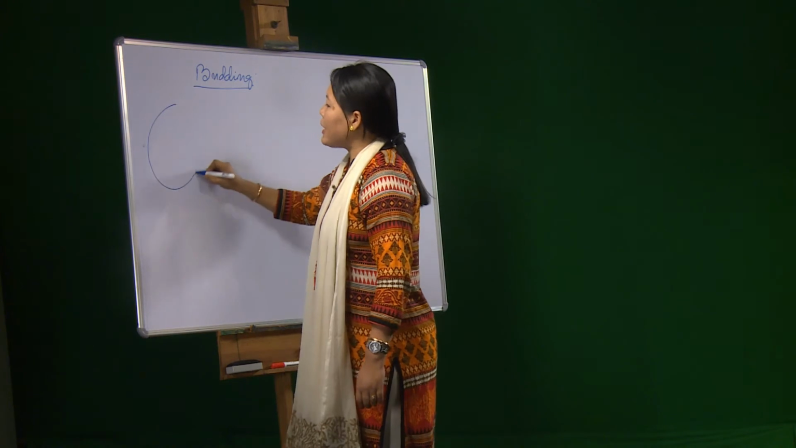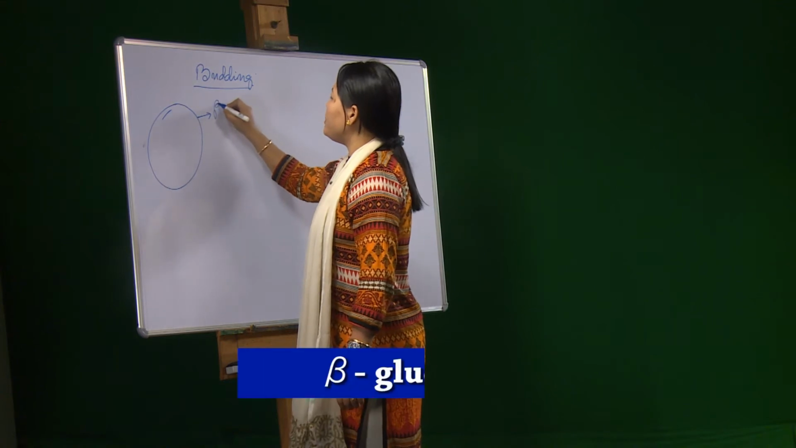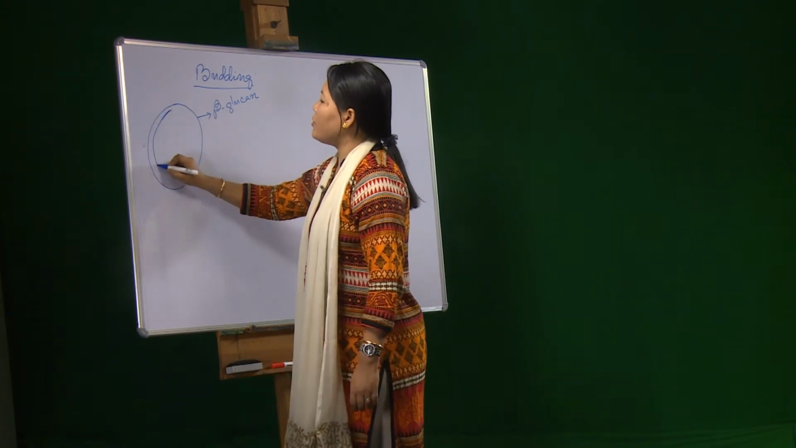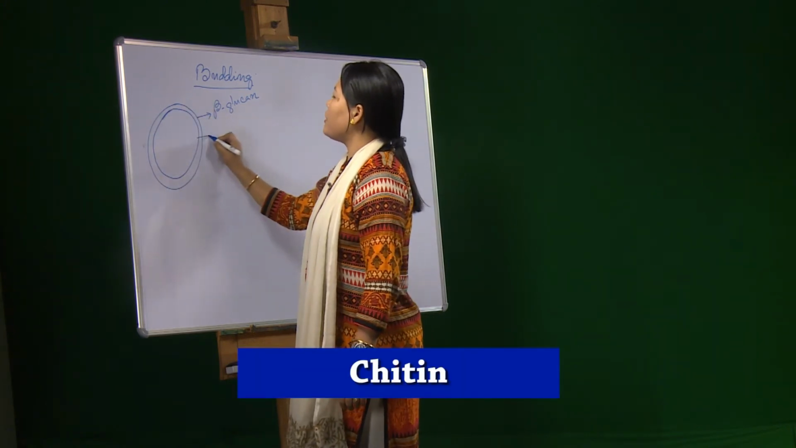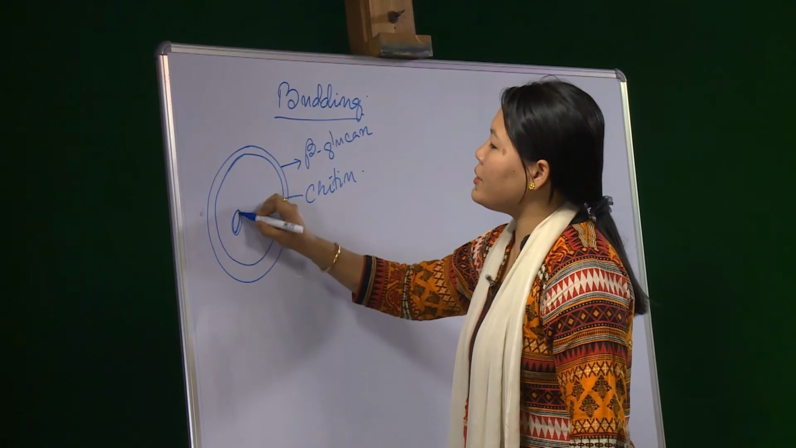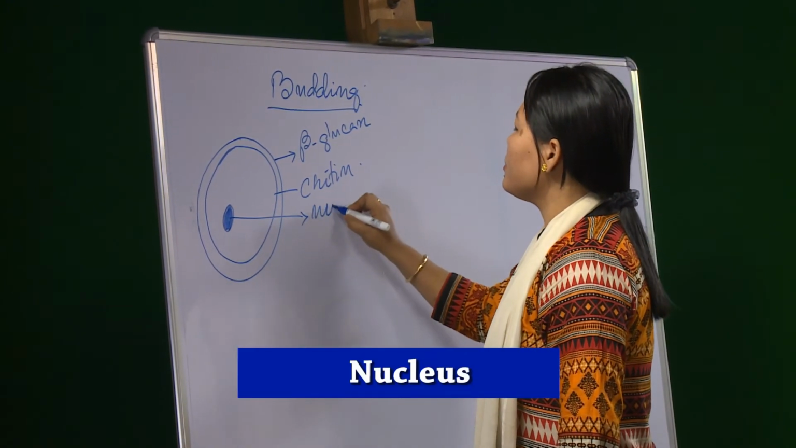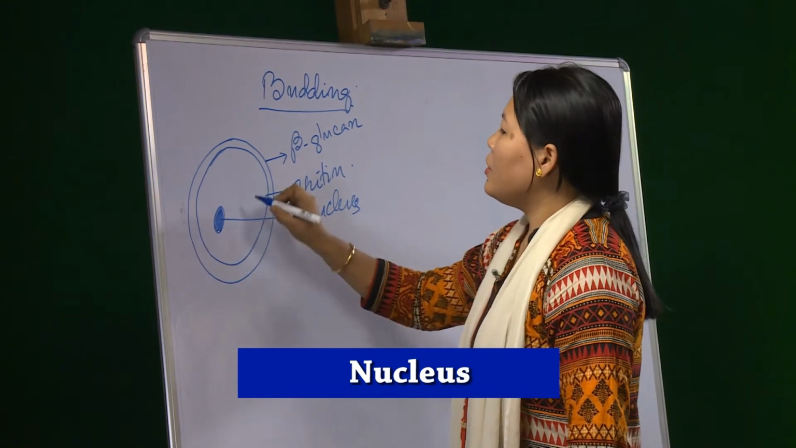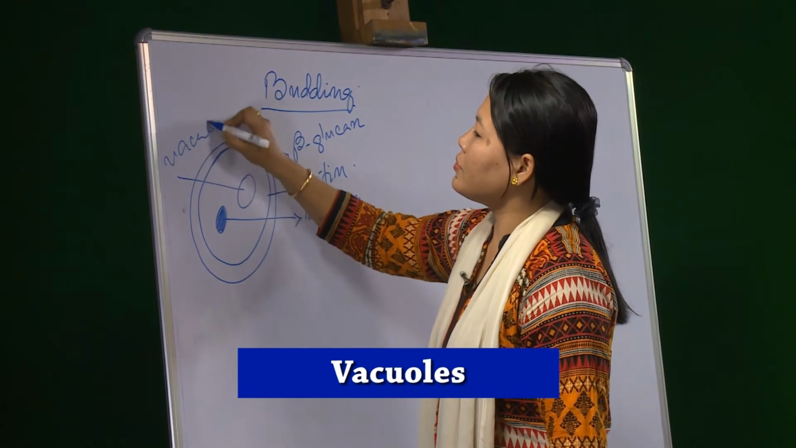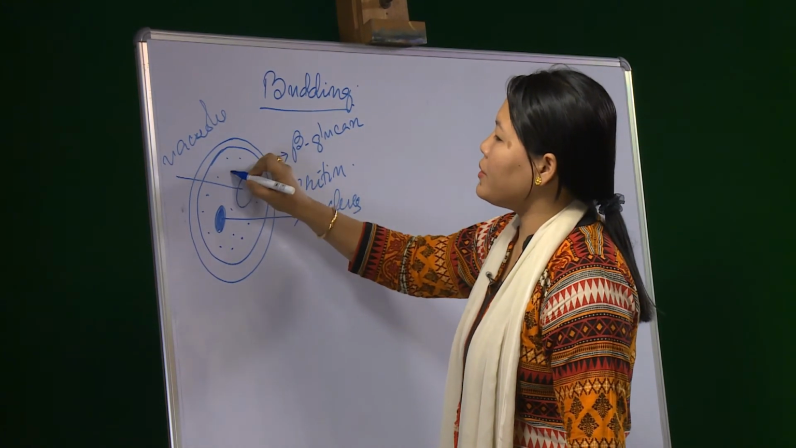So we'll assume this as the yeast cell. The first one is the outer covering, which is made up of the beta glucan, and the second layer, this is made up of chitin. We have this yeast nucleus here. This is the nucleus. And we have these vacuoles. And these are the inner content of the cytoplasm.